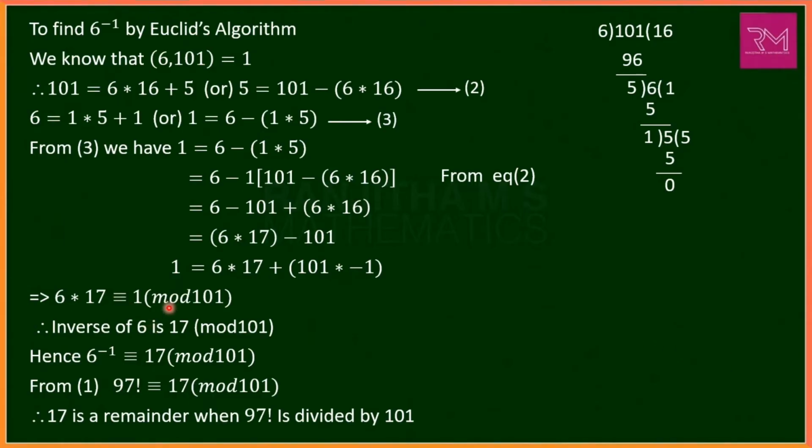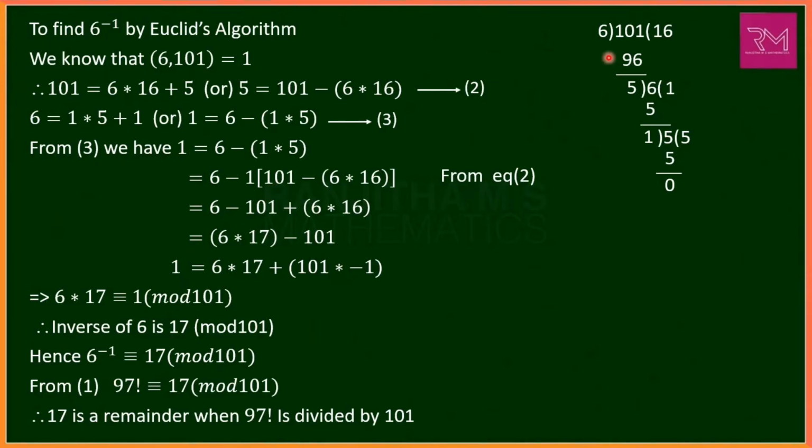Here the main aim is to find the inverse value for a given number under the congruency. So to find the inverse value, we have to apply this rule: if A and M are relatively prime, that is the GCD of A and M is 1, then the inverse of A under modulo M exists. So first we have to check whether the GCD of A and M is 1 or not.